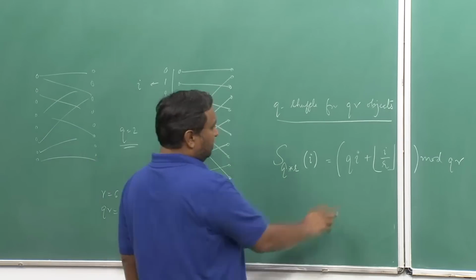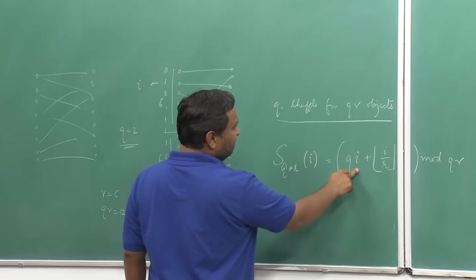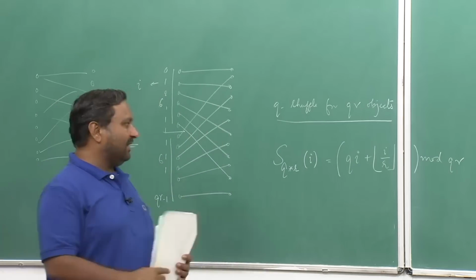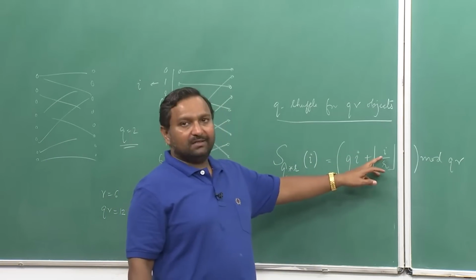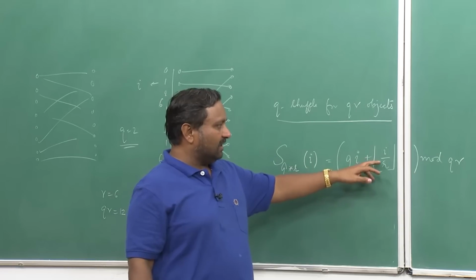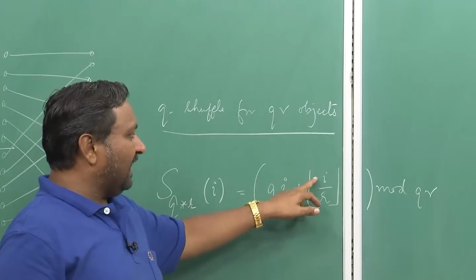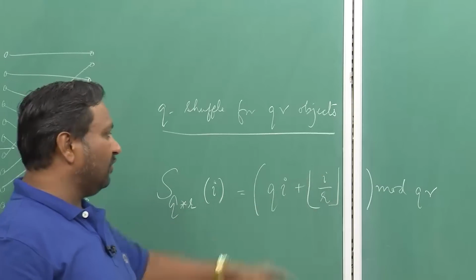So if i is 0, then 0 into 2 gives me 0, and this is a floor function. Unless the i value actually crosses 6, I do not bother. When i is smaller than R, this value will be 0. When i is greater than R but less than 2R, it will be equal to 1. It is a floor function.